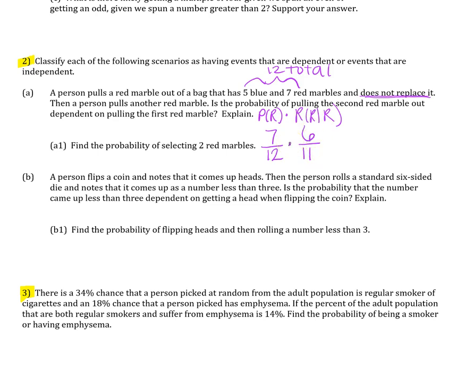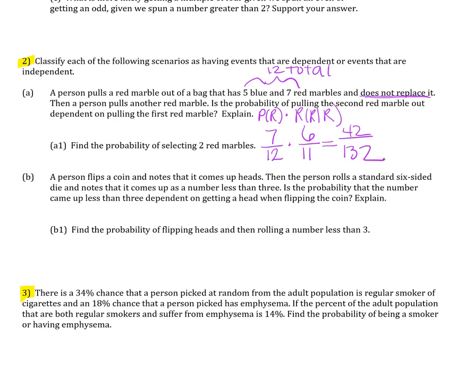Now let's just say, in theory, you did put the marble back. Then technically, it would have been 7 out of 12 times 7 out of 12. Because if you put it back, you'd have 12 marbles again, and 7 marbles again for red. And it wouldn't make a difference. This would be if it was independent. Because the second marble was dependent on the first, that's why it changed. And then you just multiply across. So what is that? 42 out of, I think, 132?